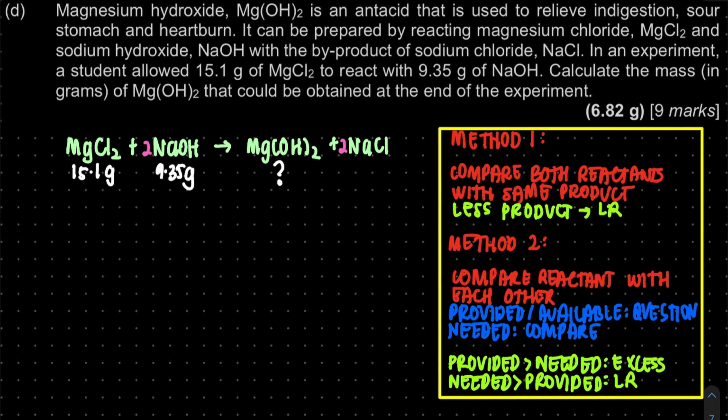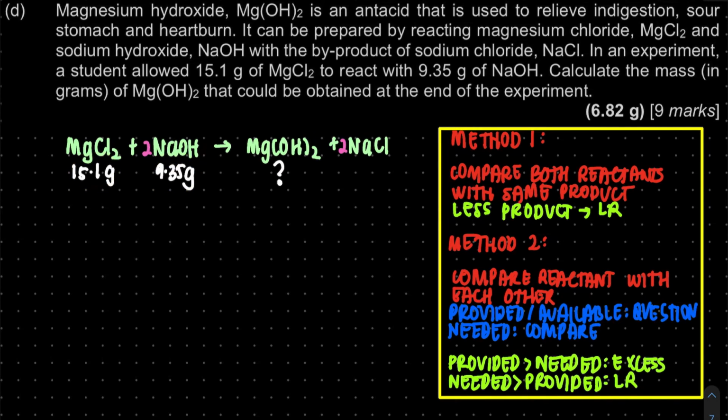But for method 2, the tricky part is actually this one. You have to write down whether provided is more than needed, or needed is more than provided. Okay, so the marks here, you get 1 mark. So it is important for this one. That is why sometimes students usually lose marks when comparing. So I believe it is actually much simpler for method 1, compare both the reactants with the same product. Okay, again, when we're comparing it, we're not going to compare the mass.